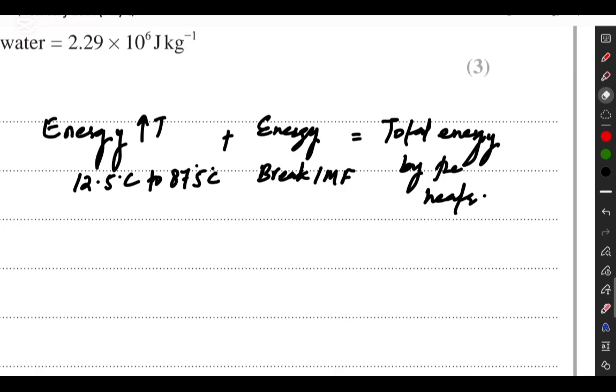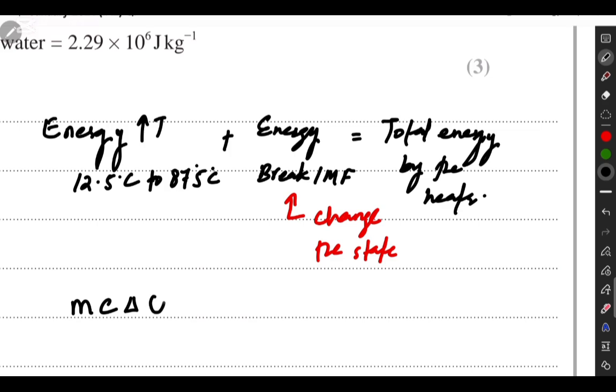Now I want us to look here. By the way, you can also say that the energy to break the IMF is also the energy to change the state. Anyway, the formula here works like this. You have m c change in temperature, plus m, which is the mass of water that has converted into water vapor, which is what we need to find, times L, the latent heat of vaporization of water, is equal to P times change in t, which will give me the total work done by the heater.